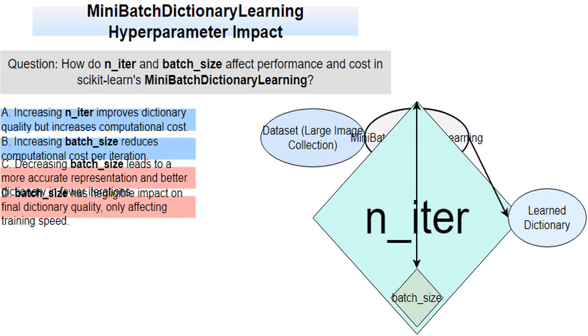I see n_iter as the number of times the algorithm completely goes through the entire dataset, or a smaller part of it, in mini batches. Think of it like this: the more times you go through and refine your dictionary, the better it will become. It's like polishing a gem. The more you polish it, the more brilliant it gets. But, obviously, more polishing means more work.